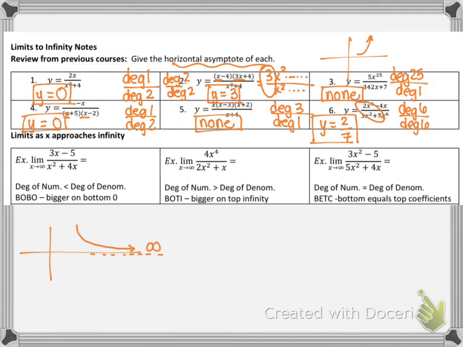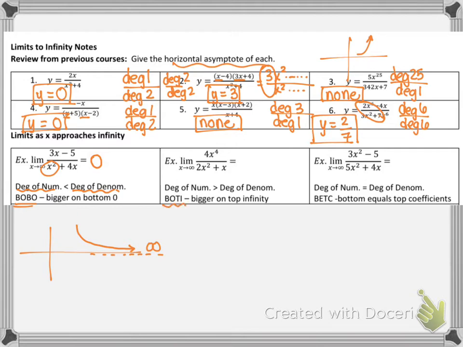So on this first one, if you look at the larger degree on the bottom, that means the horizontal asymptote is y equals 0, so our limit is going to equal 0. If the degree of the numerator is less than the degree of the denominator, we have a limit of 0. Or you can remember, if it's bigger on the bottom, it's 0. BOBO.